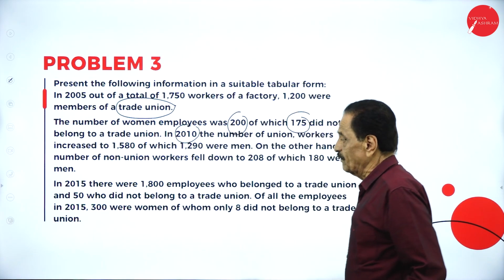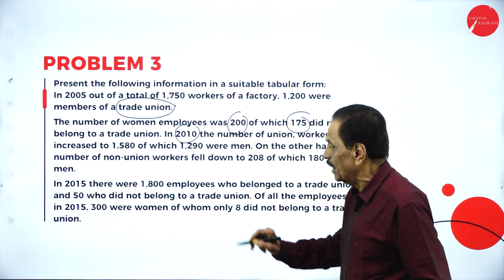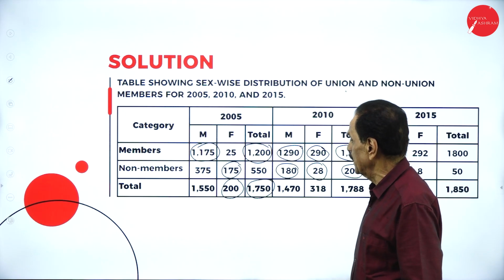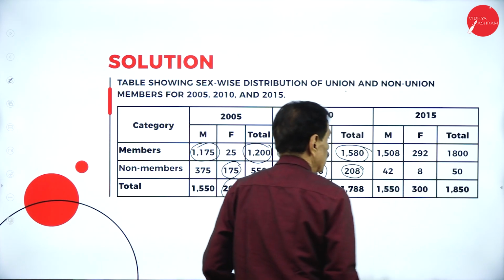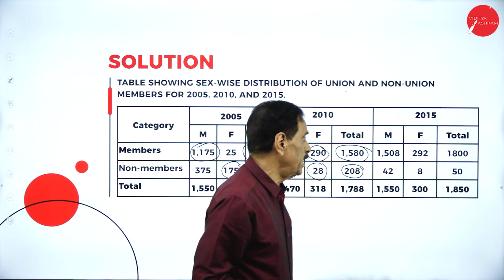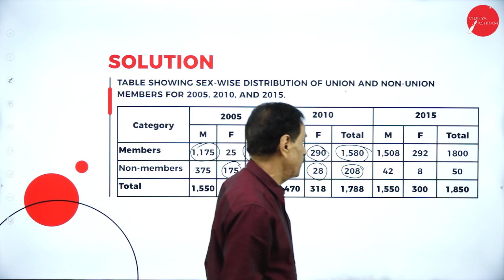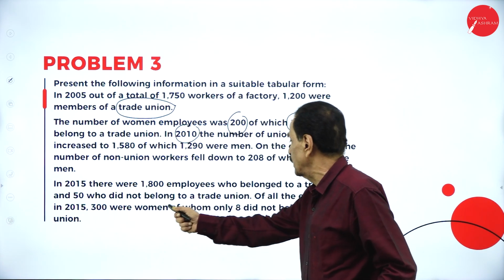In 2015, there were 1,800 employees who belong to the trade union, of which 50 do not belong to the trade union. Come back here. 1,800 belong to the trade union, 50 do not belong to the union. The total number is 1,850.